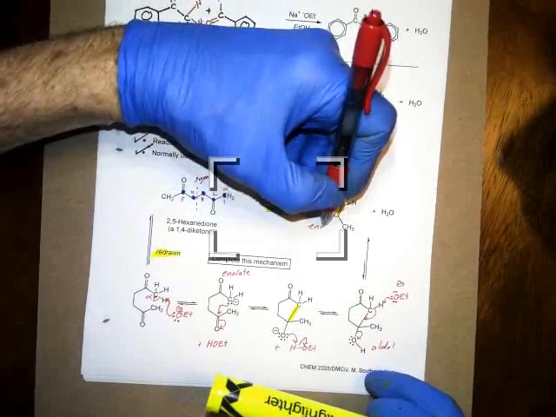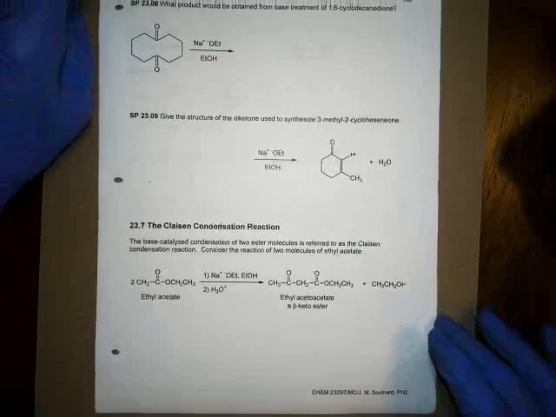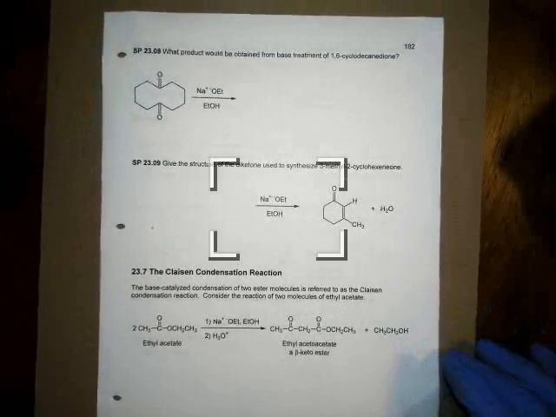And what is this known as? This is an enone. Only now it's in the form of a ring. So the chemistry is the same. There's no difference in the chemistry. It's just now we're doing it intramolecular. Let's try another one. Okay. And this one's pretty interesting.